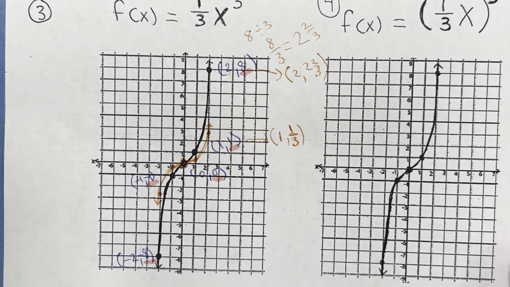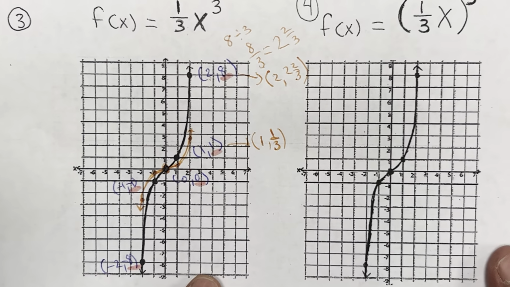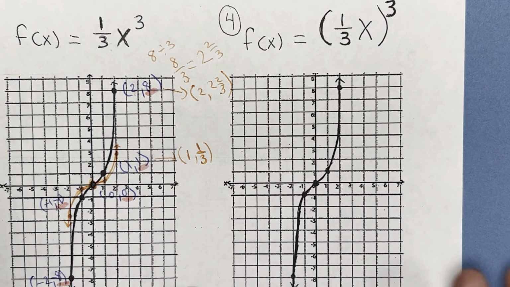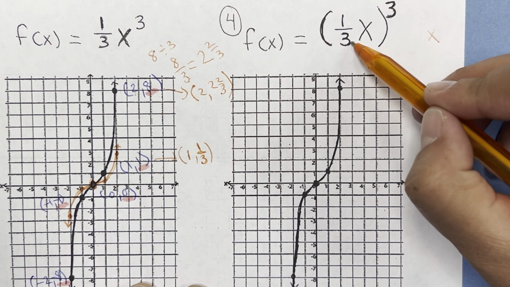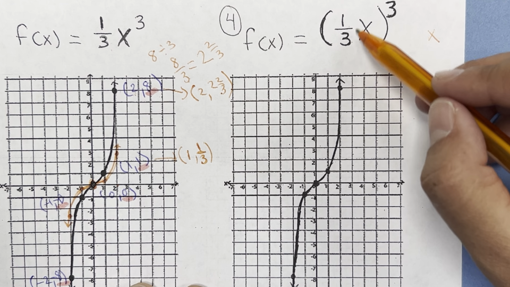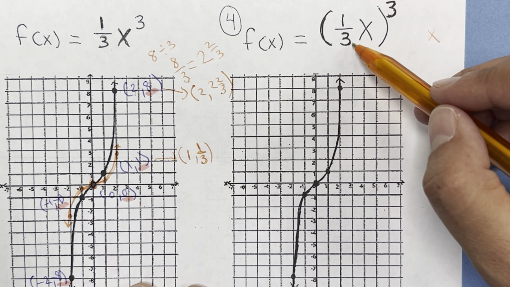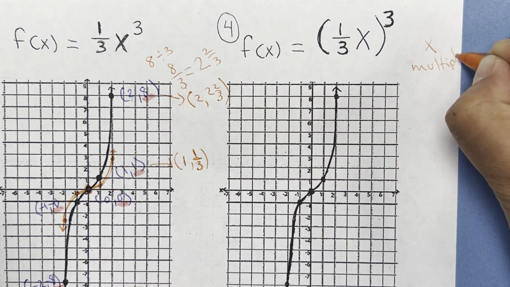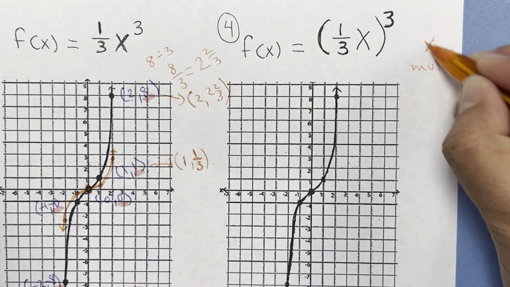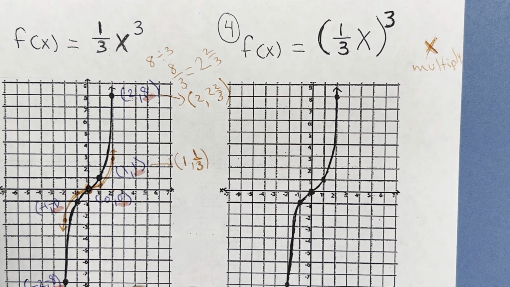Okay, so let's go to the next one. Inside is related to x, and we do the opposite. Since it's a fraction, it means division, so the opposite is to multiply. And what are we going to multiply? The x values, okay, the x values.